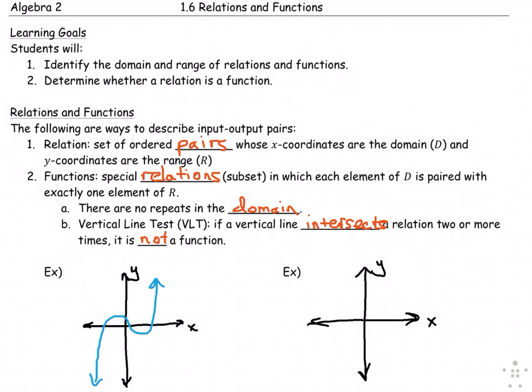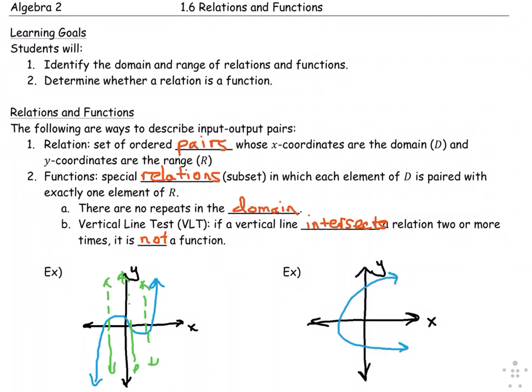With the following blue graph, we could see that any vertical line that I would place over top of the graph at any one point is never going to intersect this graph at two or more locations, so this blue relation is said to be a function.